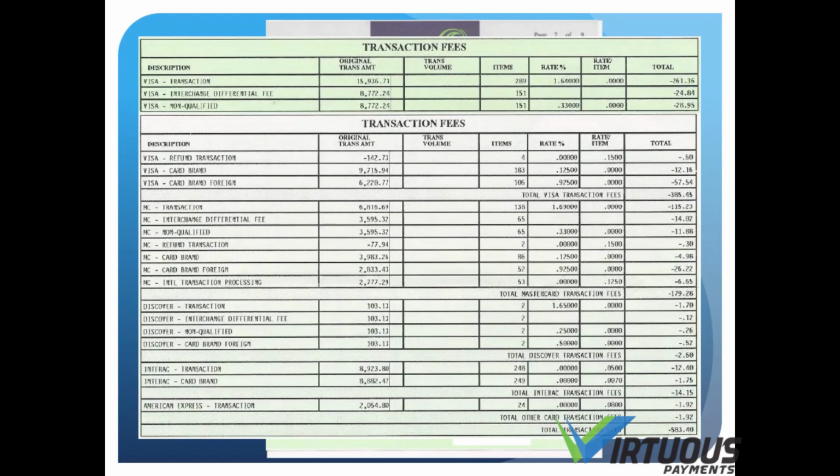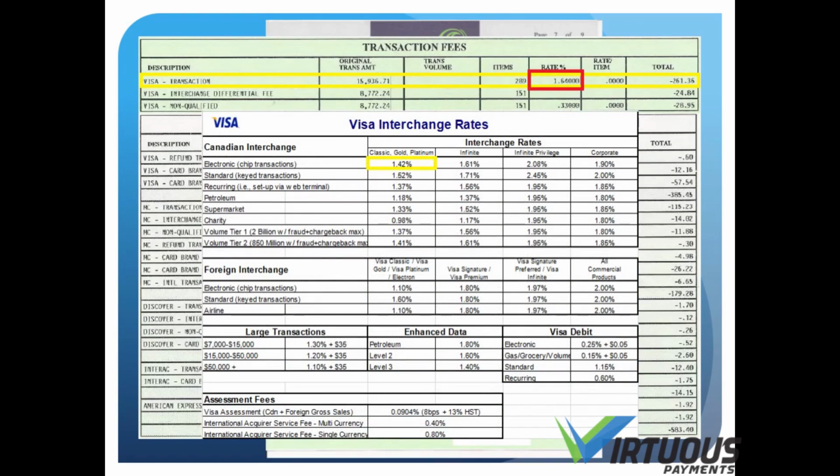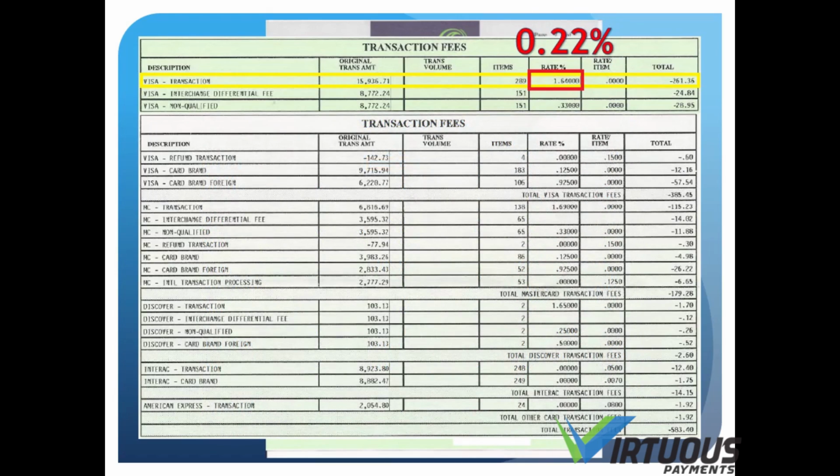In the next section, you will see your transaction fees. This is where MONERIS combines both the cost and their profit together. The Visa transaction is the total Visa volume, amount of transactions, and the base rate they charge. Now, we already know that cost is 1.42%. So at 1.64%, there is a markup of 0.22% on all transactions.